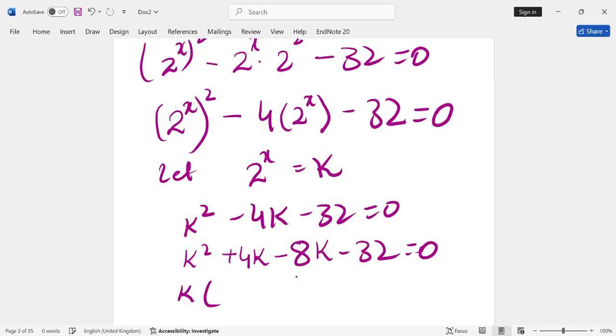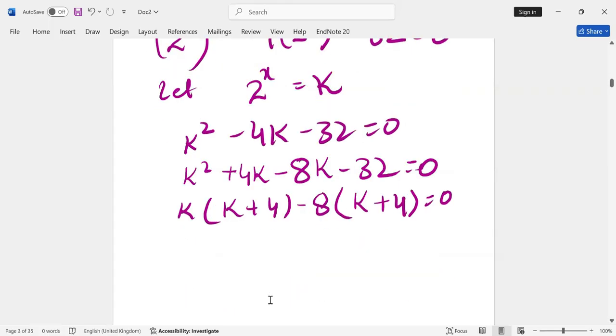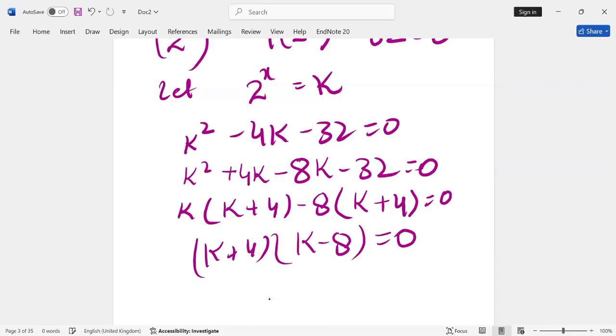So taking common, we have k plus 4 and we take minus 8 common from the rest. We have (k plus 4)(k minus 8) equals 0. So we have the two values of k: k equals minus 4 and k equals positive 8.